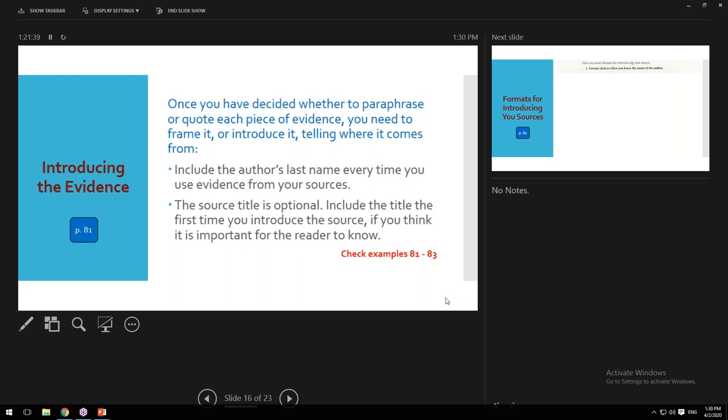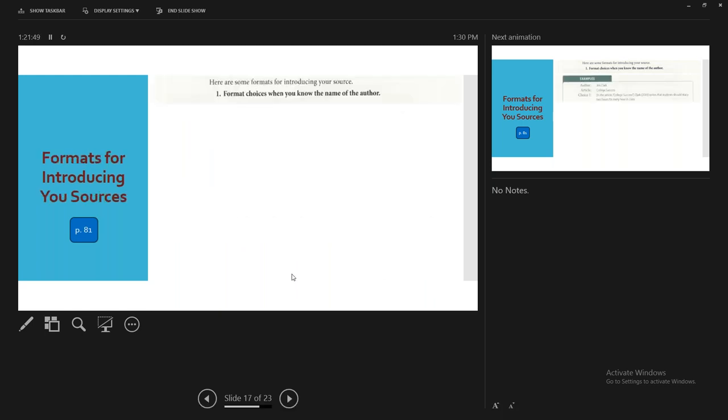Okay, so shall we look at some examples? You have examples from page 81 to 83. Let's look at them together. So here are some formats for introducing your sources. We have several. Let's look at them together, and that would help you. And this is maybe our last thing we do today together here. So, format choices when you know the name of the author. So I have the name of the author.